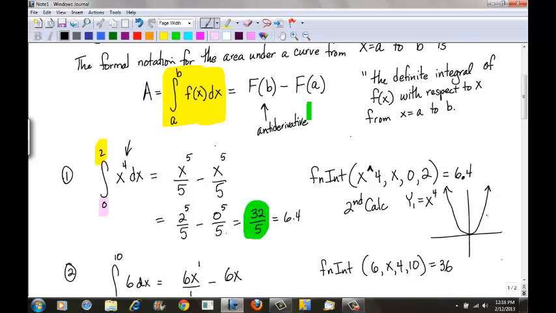The lower limit, you just type it in. We're going from 0. Now this is different than when we subbed in the top number first. Lower limit is the one on the left. So 0 and press enter. It actually marks it on the screen for you. And then 2 is the upper limit. Just type it in, 2, and press enter. It shades it and gets your answer, 6.4. So it actually goes from 0 to 2.